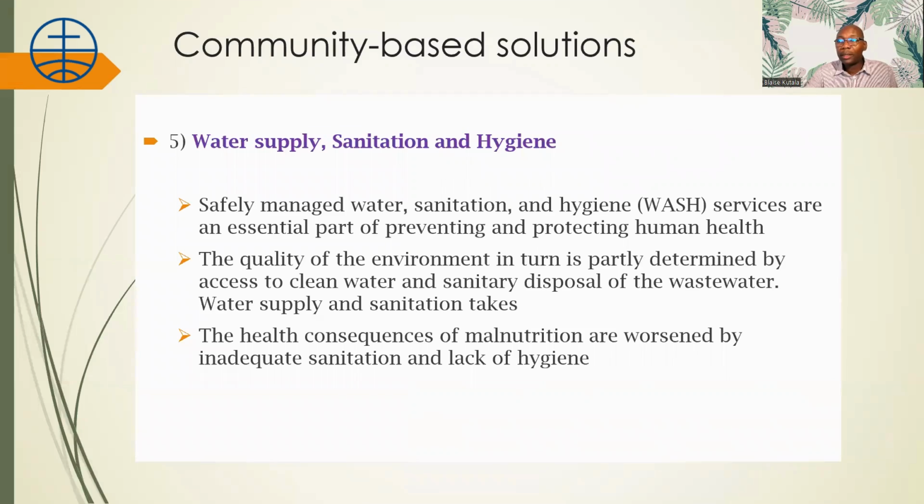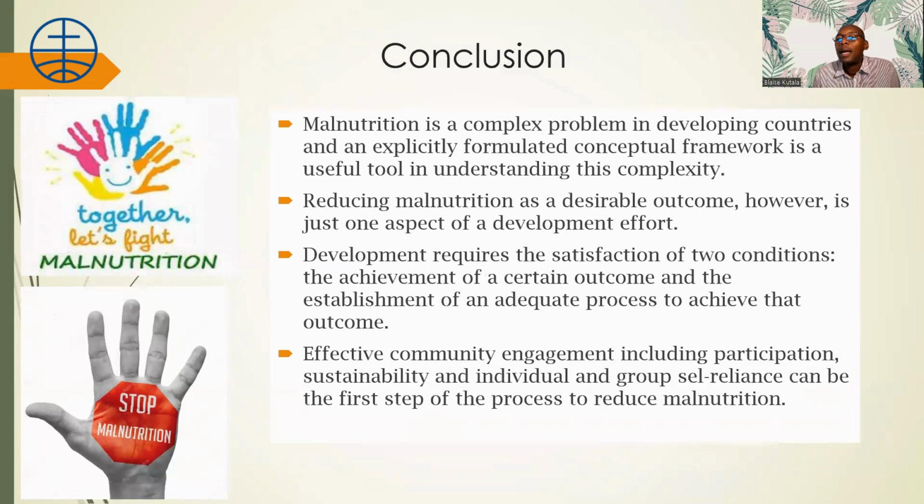To conclude this workshop, I will say malnutrition is a complex problem in developing countries, and an explicitly formulated conceptual framework is a useful tool in understanding this complexity. And effective community engagement, including participation, sustainability, and individual and group health resilience, can be the first step in the process to reduce malnutrition.